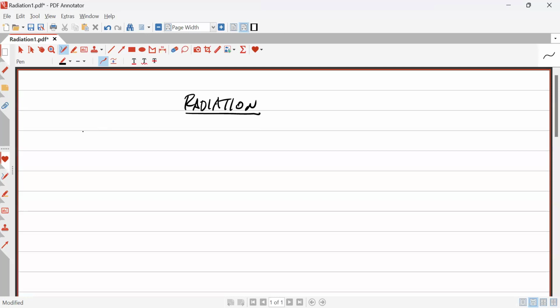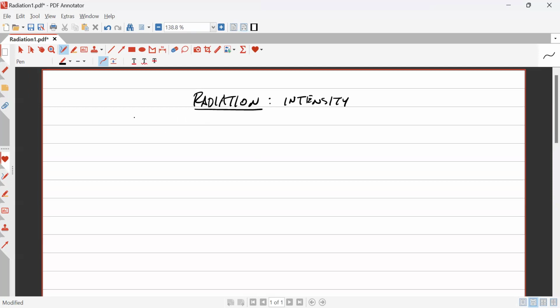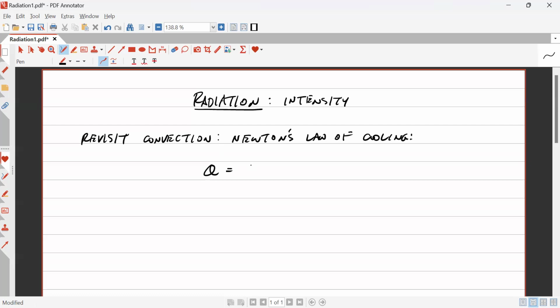The first one today is we're going to talk essentially about intensity, introducing you to what intensity is. Okay, so to start then, let's revisit convection. And of course, with convection, we have Newton's law of cooling. Write it out, it's going to be the heat flow Q is equal to H times A times delta T.